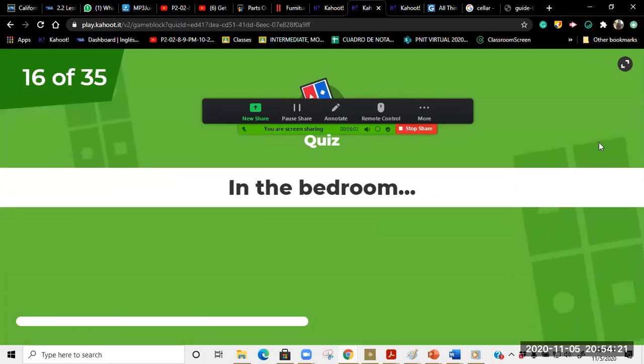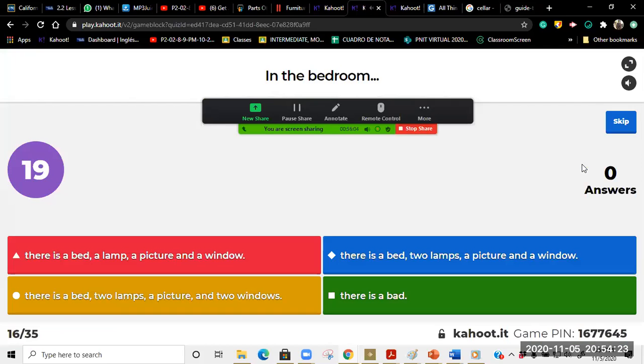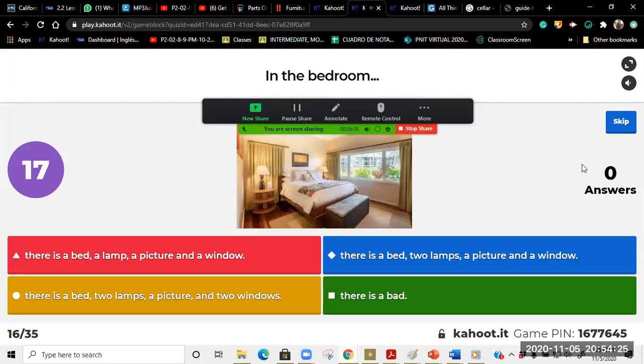Next one. In the bedroom, there is a lamp, a bed, a picture, and a window. There is a bed, two lamps, a picture, and two windows. There is a bed, two lamps, a picture, and the window. What do you guys think?